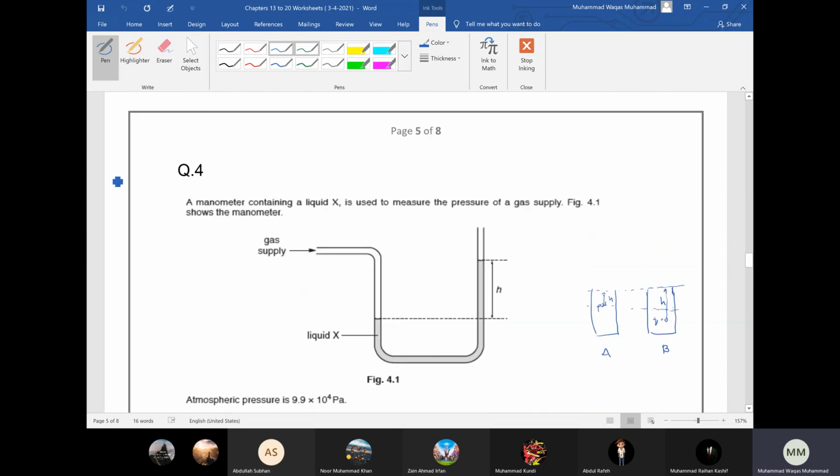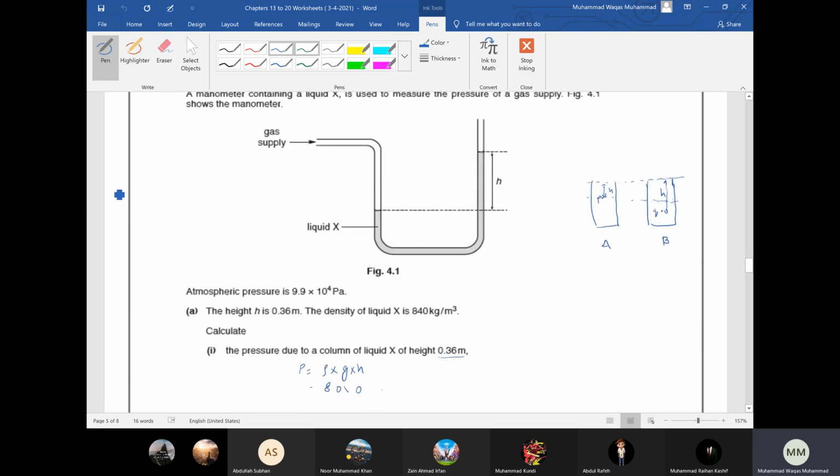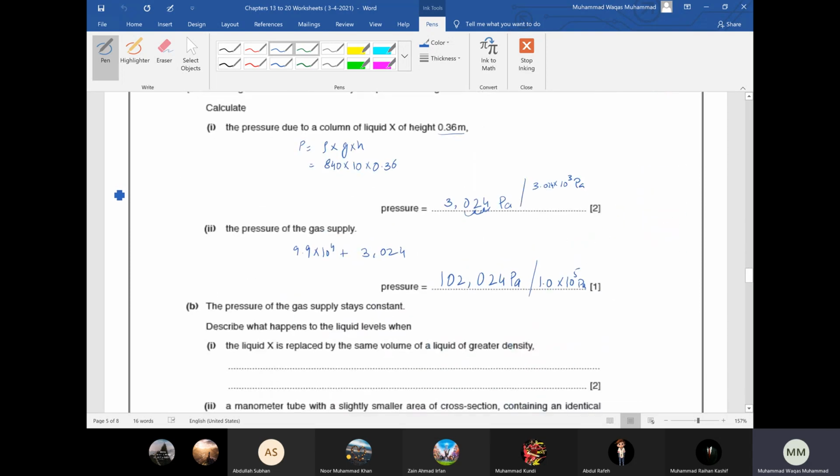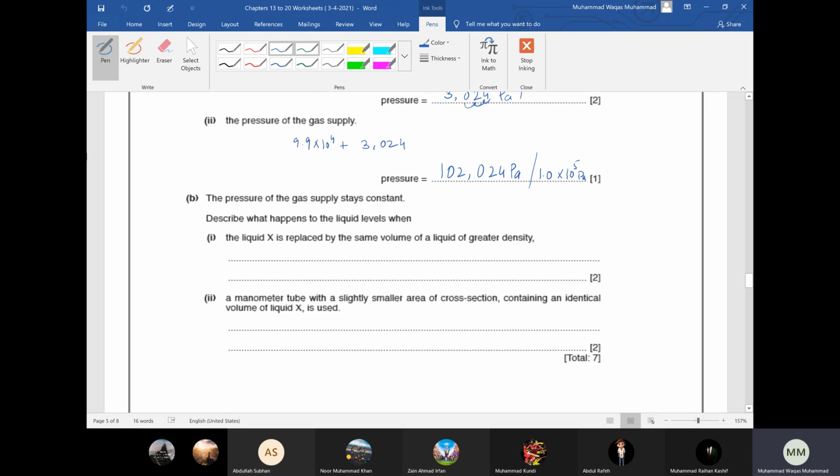The pressure of the gas supply is atmospheric pressure plus the pressure due to the column of the liquid, right? So we added the liquid pressure and the atmospheric pressure. So we calculated the gas pressure, right, beta?